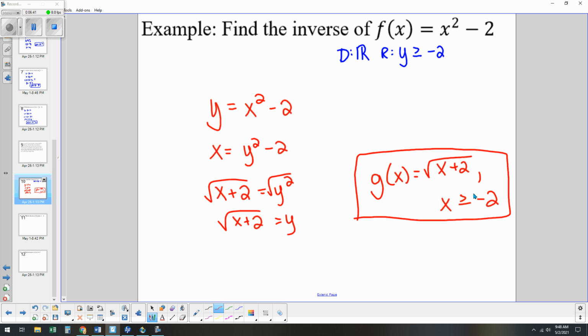All right, so we have to include this portion in our inverse statement because otherwise this is not a function, unless I count it as x is greater than or equal to -2. Sorry, not a function, but it doesn't work unless I restrict the domain.